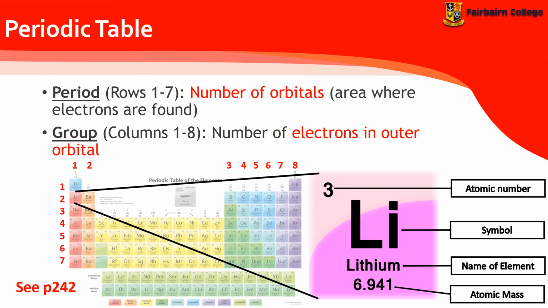Before we move on, just quickly, if you need a periodic table, then on page 242 in your textbooks, you'll find a full page periodic table. So for later on when you have to do the activity, go look on that page. Okay, but let's go on and let's look at these numbers and what they can tell us about the atom.